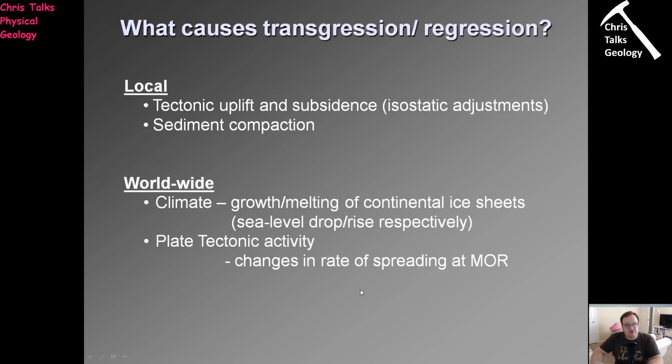So what causes transgressions and regressions? On a local scale, tectonic uplift, earthquakes. So an earthquake can cause areas of the coastline to be lifted up or to go down. We can also have changes in the coastline due to what's referred to as isostatic adjustments. So that's essentially when the Earth's surface will literally bounce.